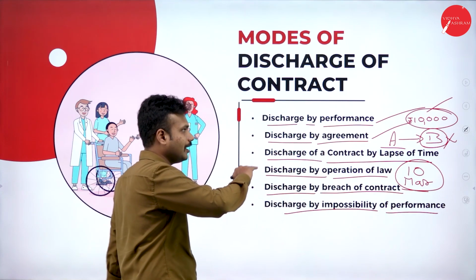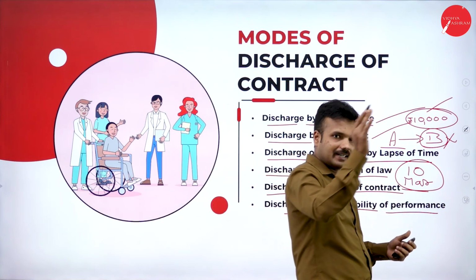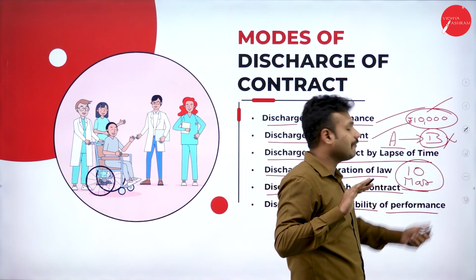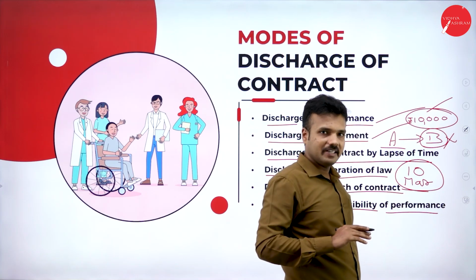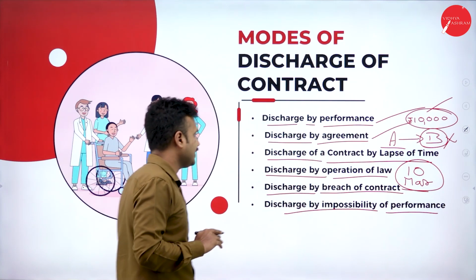And even B, knowing that he cannot find the treasure, entered into a contract, and B does not have any right to sue Mr. A because it is a void contract.